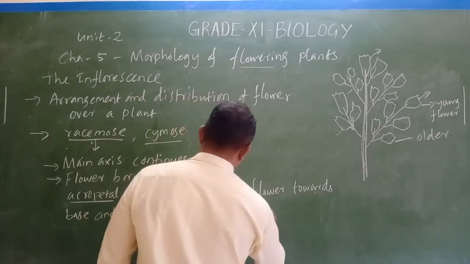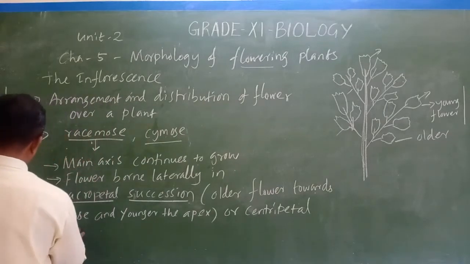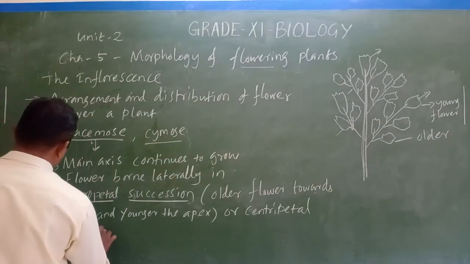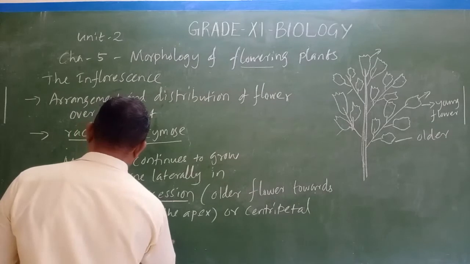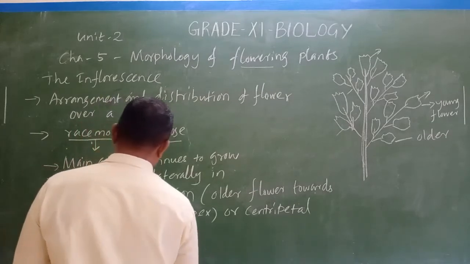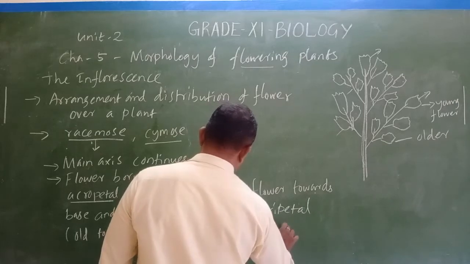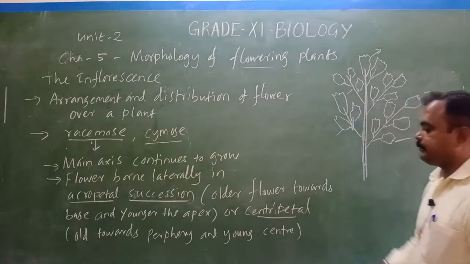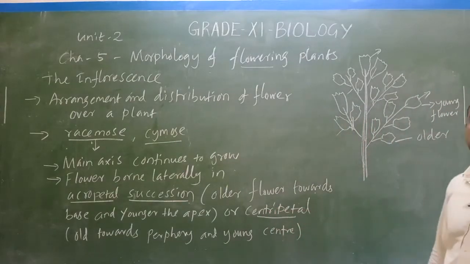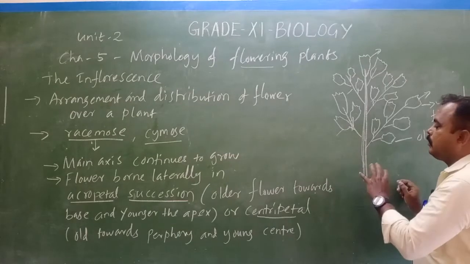Or centripetal. So what is that, centripetal? It means old flowers towards the periphery, and young flowers in the center. It is called centripetal. So what I am trying to say is that the main axis is growing, but the flowers come in later.